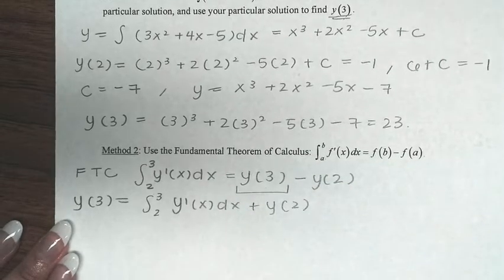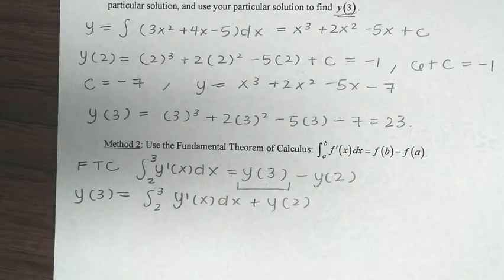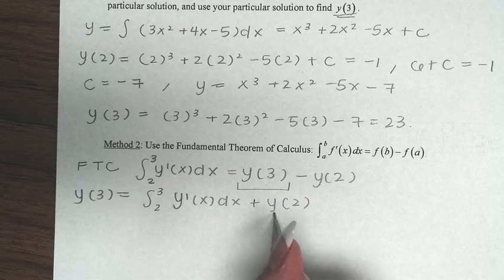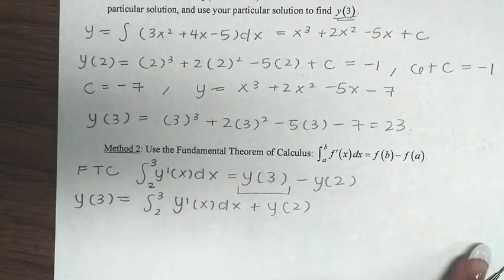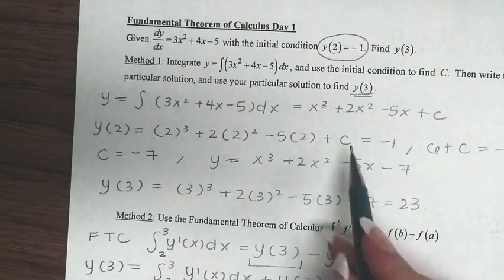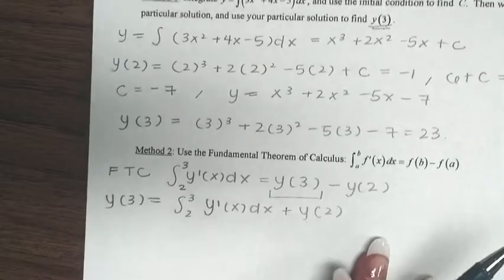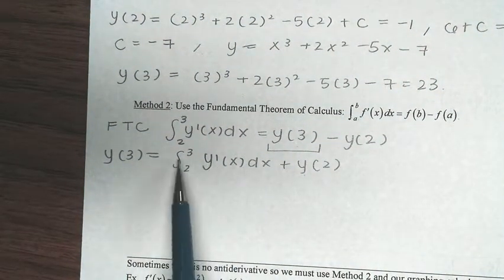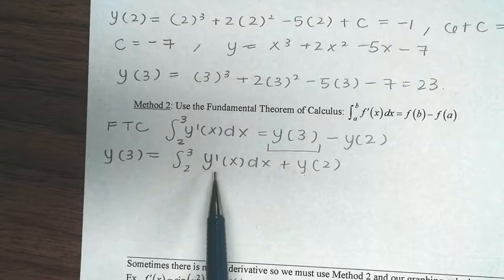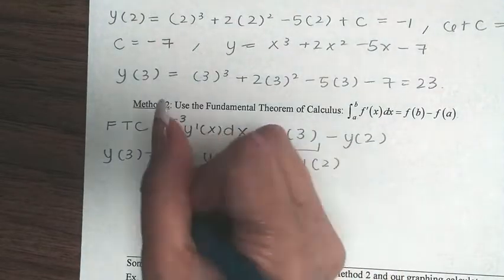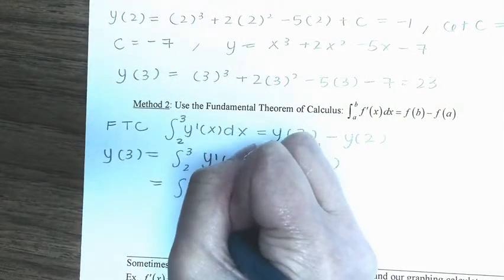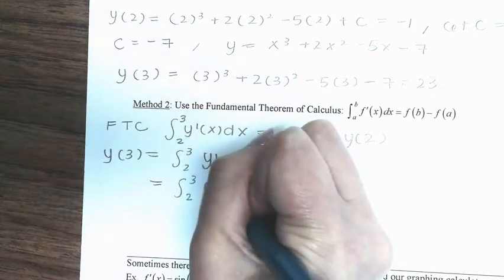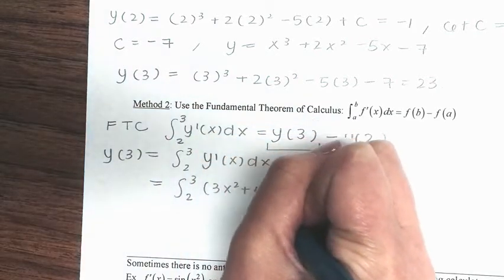And stop there and think, what do you have? We do have what's y of 2. We know that y of 2 from your initial condition that it's over here is negative 1. In addition, you don't have the integral of y prime of x dx, but we can find it because we found the integral. So you do know that this is equal to the integral of 3x squared plus 4x minus 5.